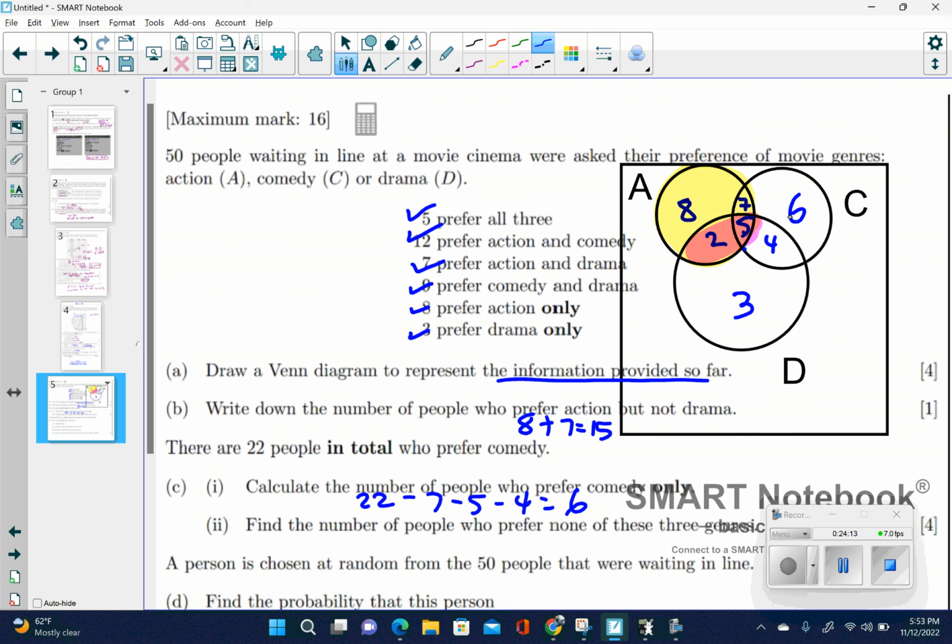For the next one, find the number of people who prefer none of these 3. Right, so who don't prefer any of these 3. So we already have everything filled out right now. There are a total number of 50. So 8 plus 7 plus 6 plus 2 plus 5 plus 4 plus 3, subtracted from 50, is going to give us 15.